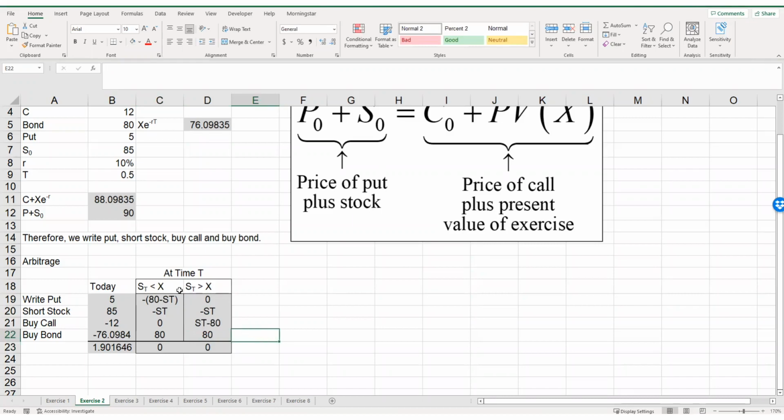So the arbitrage will be given by these 4 different positions. So in the future, you will have 0 loss, 0 gain. But today you can get $1.9, roughly $2, from these 4 different positions. And this is what we call arbitrage. So you don't have any risk here, but you can have a positive profit.